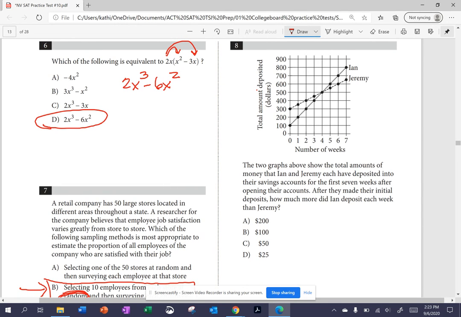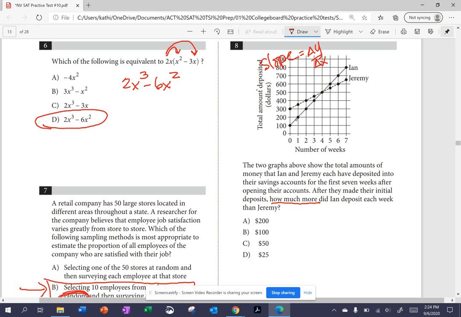The two graphs above show the total amount of money that Ian and Jeremy each have deposited into their savings accounts for the first 7 weeks after opening their accounts. After they made their initial deposit, how much more did Ian deposit each week than Jeremy? So this is a slope question. So I want to know what the slope is. So for Ian, slope is change in y divided by the change in x.